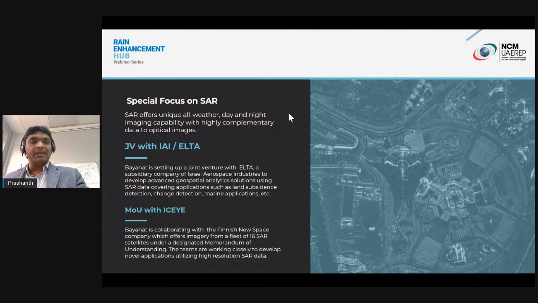We're also setting up a joint venture with ELTA, a subsidiary company of Israel Aerospace Industries, to have a dedicated SAR application center, primarily focusing on land subsidence and change detection applications, along with marine applications. Now we are extending that to cover many more novel applications on SAR, but we'll start with the land subsidence and change detection applications with that platform.